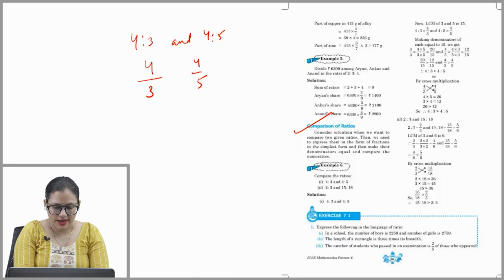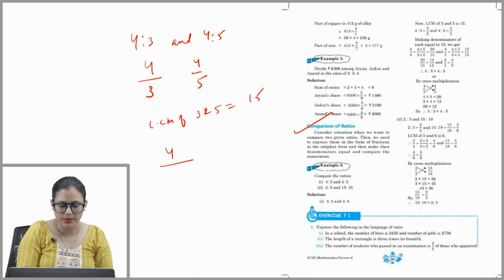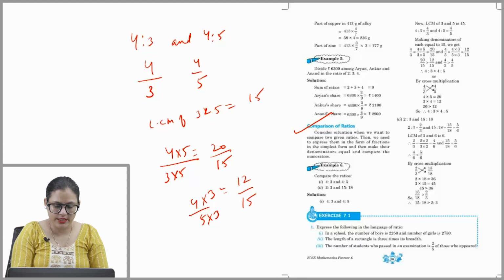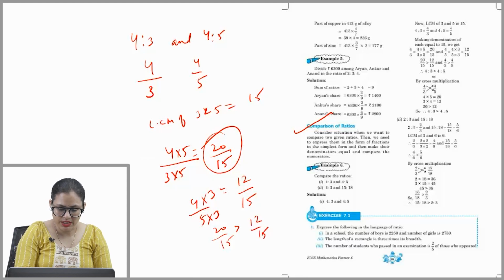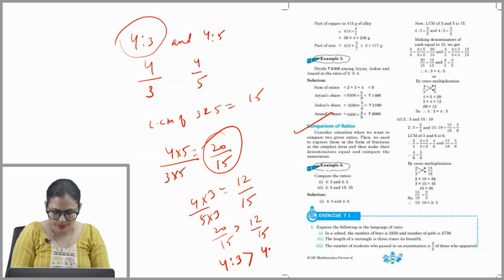After that, what will we do? We will make the denominators equal by taking the LCM. So LCM of 3 and 5 is what? 15. Now make the denominators equal. 4 by 3 becomes 20 by 15 and 4 by 5 becomes 12 by 15. So which one is greater? Obviously 20 by 15 is greater than 12 by 15. Right. 20 by 15 means 4 by 3, that is 4:3. 4:3 is greater than 4:5.